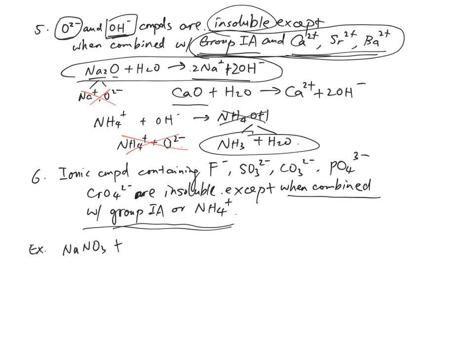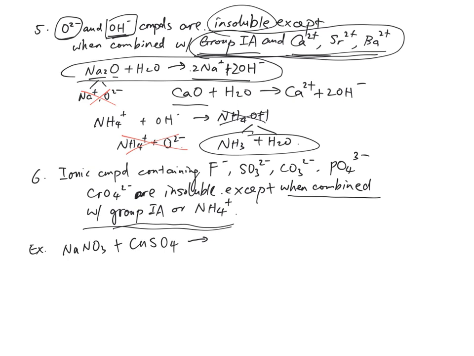NaNO3 reacts with CuSO4. We want you to predict the possible product, get the full ionic equation, get the net ionic equation, and identify the possible spectator ions. All right, so let's do that.